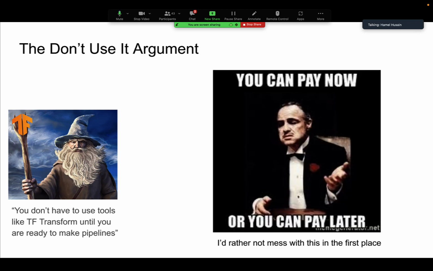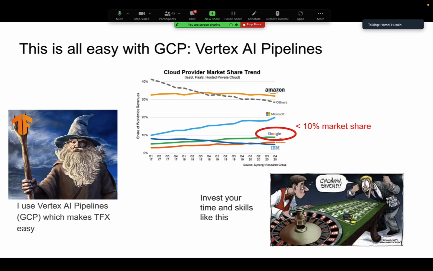When I pressed this person on all of these items, I showed them many of these slides and said, how can you expect people to get started with TF Transform? The answer was, just don't use it until you're ready to use it, and then refactor everything to TF Transform when you need it. This is the definition of technical debt. You're kicking the can down the road, and you're going to have to pay a pretty high cost for using a platform that forces you into this paradigm.